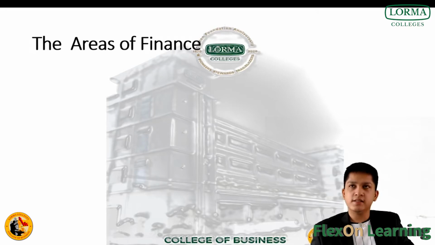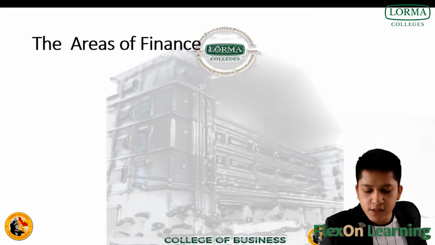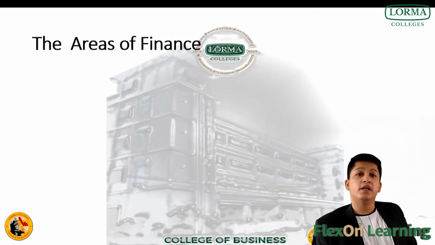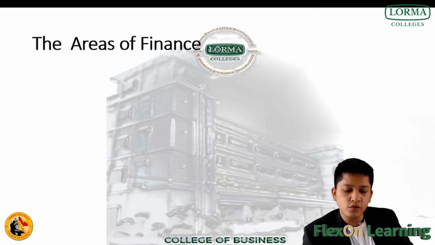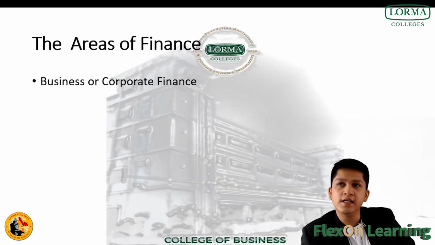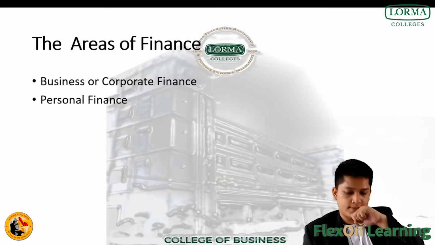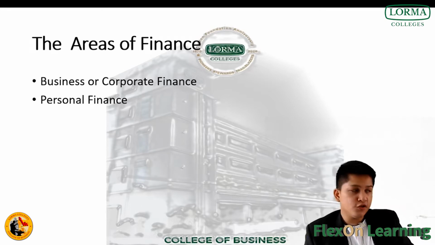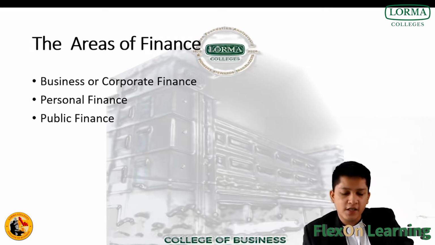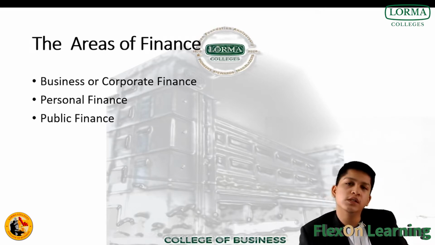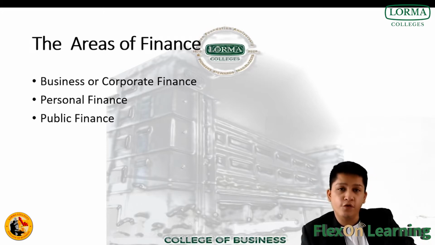So next is the areas of finance. We have three different areas of finance. First is the business or corporate finance. This is the firm's ability to make good financial decisions. Next is the personal finance. This is the retirement provision, savings plans, and so on. And the third one is the public finance. These are the income distribution, stability plans, or where your tax was disputed, and so forth. So these are the areas of finance.